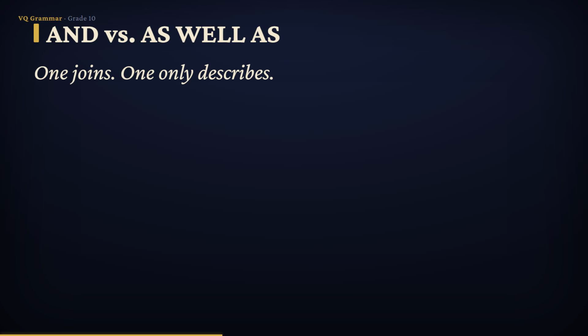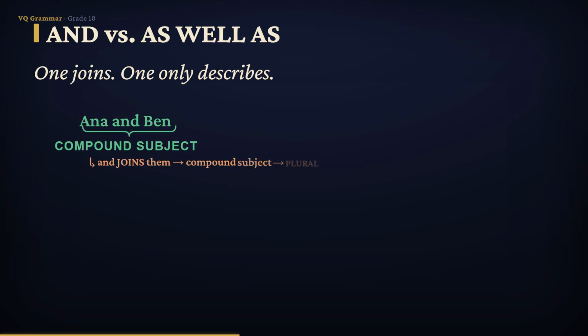Now for the heart of the lesson, the contrast that makes everything click. Sentence 1. Anna and Ben cook dinner. The little word and is a genuine conjunction. It really does join Anna and Ben into a compound subject. 2 people welded into one plural subject. So the verb is plural. Cook, with no S.